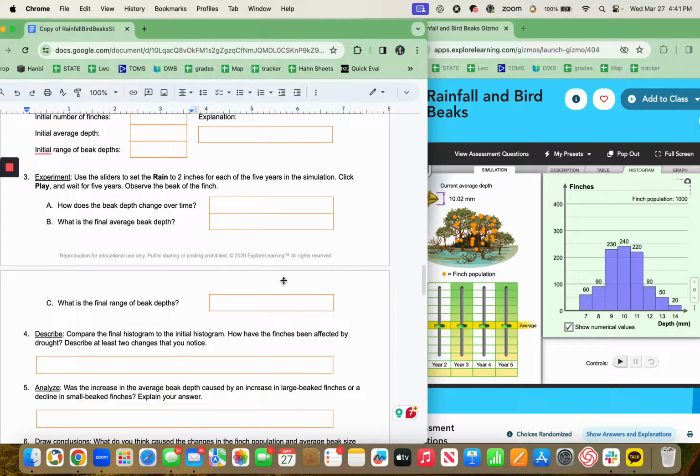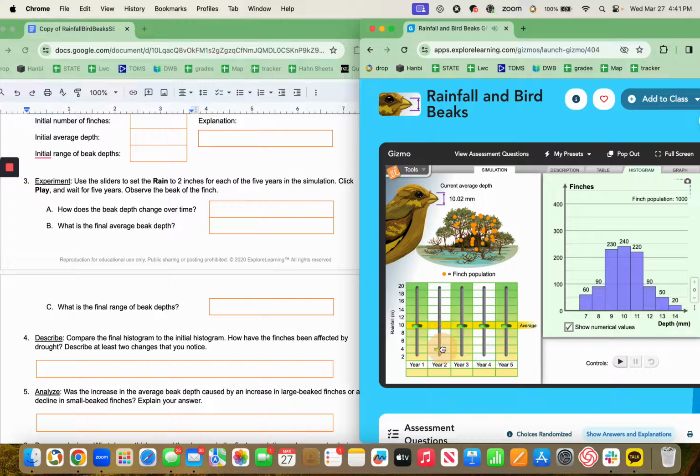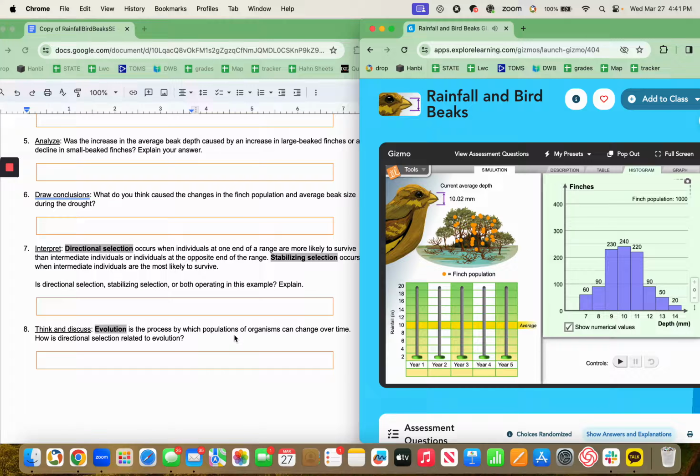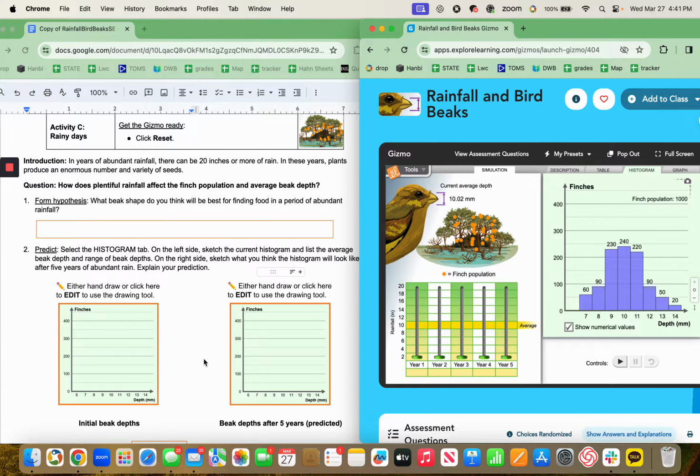And then you're going to move the sliders down so they only have 2 inches of rain. I'm not going to play it because then I'm going to give away the exciting conclusion. Then you're going to see your results. Answer those questions. Part C, now you get to give them lots of rain, and you're going to run it for 5 years. But before you do that, you're supposed to predict.